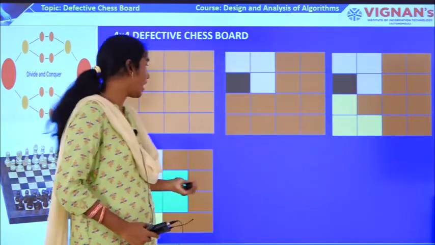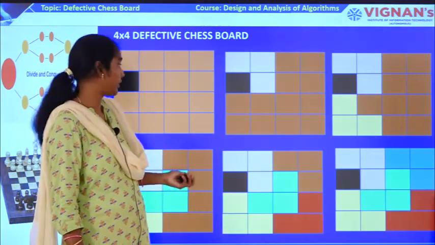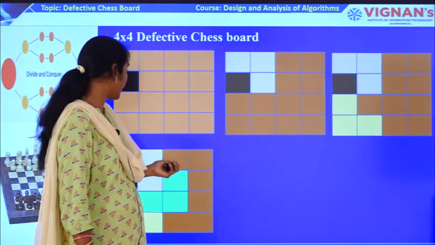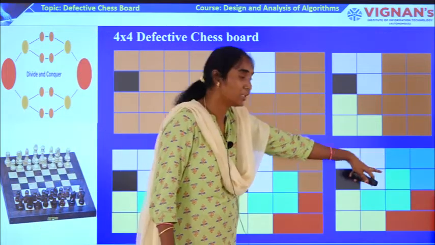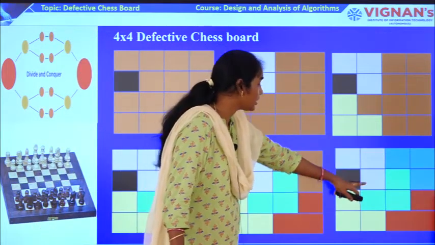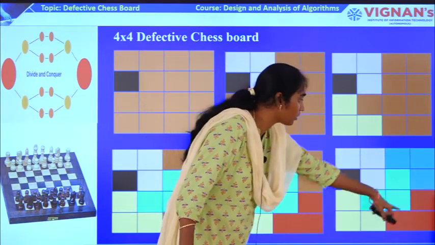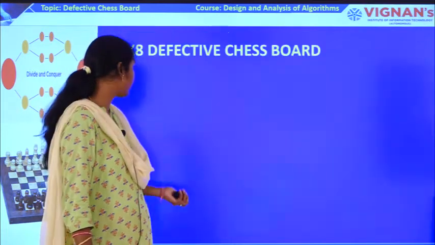So likewise, I am going to take all the triminoes which are going to be covered in the defective chessboard of 4 by 4 size. Finally I am showing you each and every one with a different color. Here this is one trimino, this is another trimino, and this is another trimino, and this is another trimino.